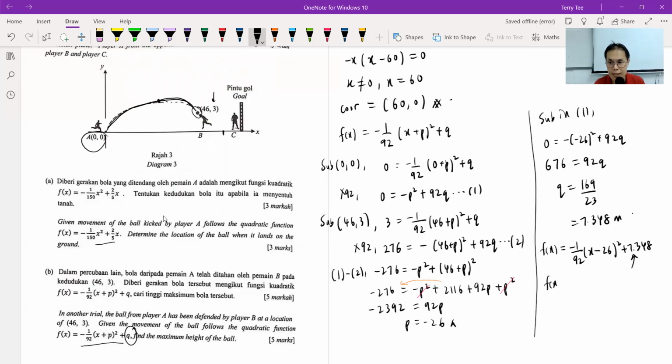So your f(x) maximum, or should I say the maximum height, is now 7.348. You can write, like I say, in fraction form, or you can write in decimal. But maybe decimal is easier to understand, right? Yeah, the height is about 7.3 meters above ground, then it falls. And it's headed by the player B.